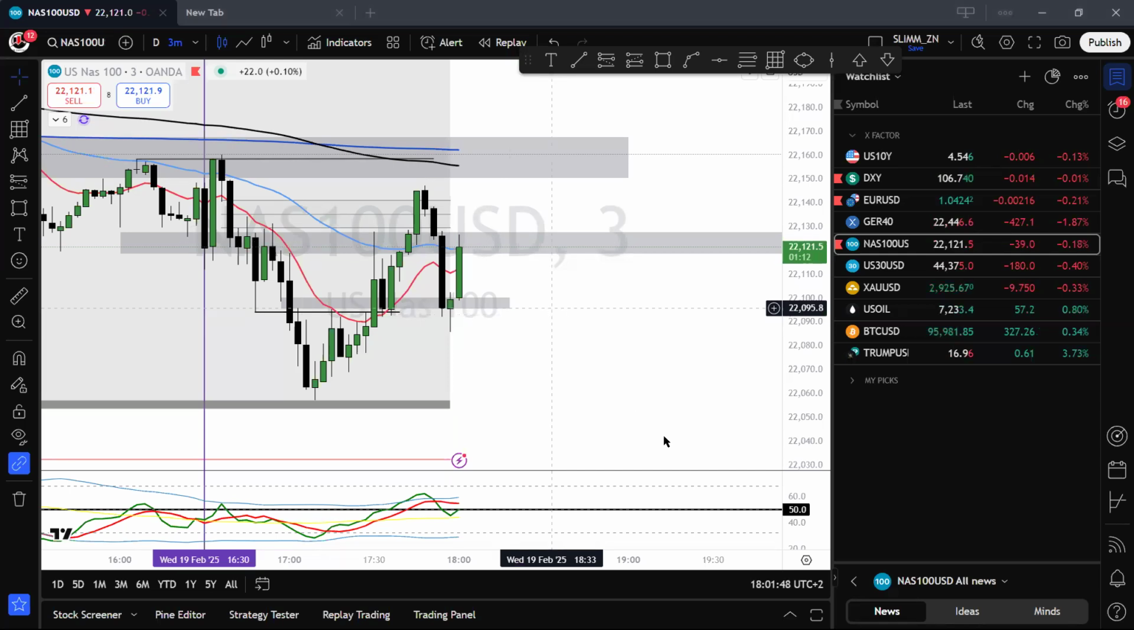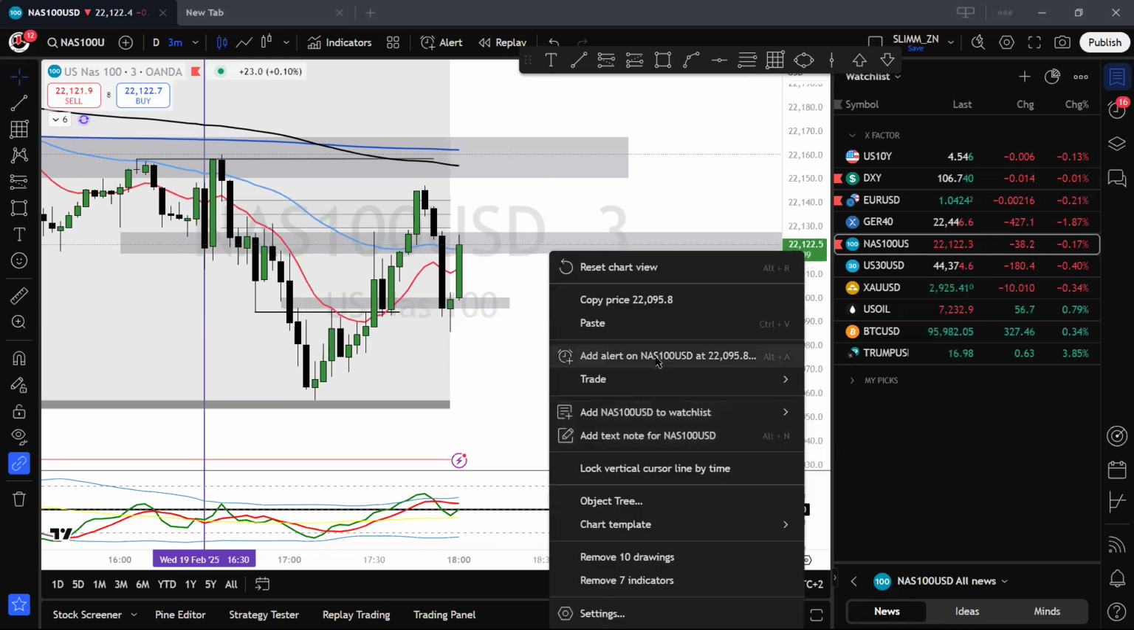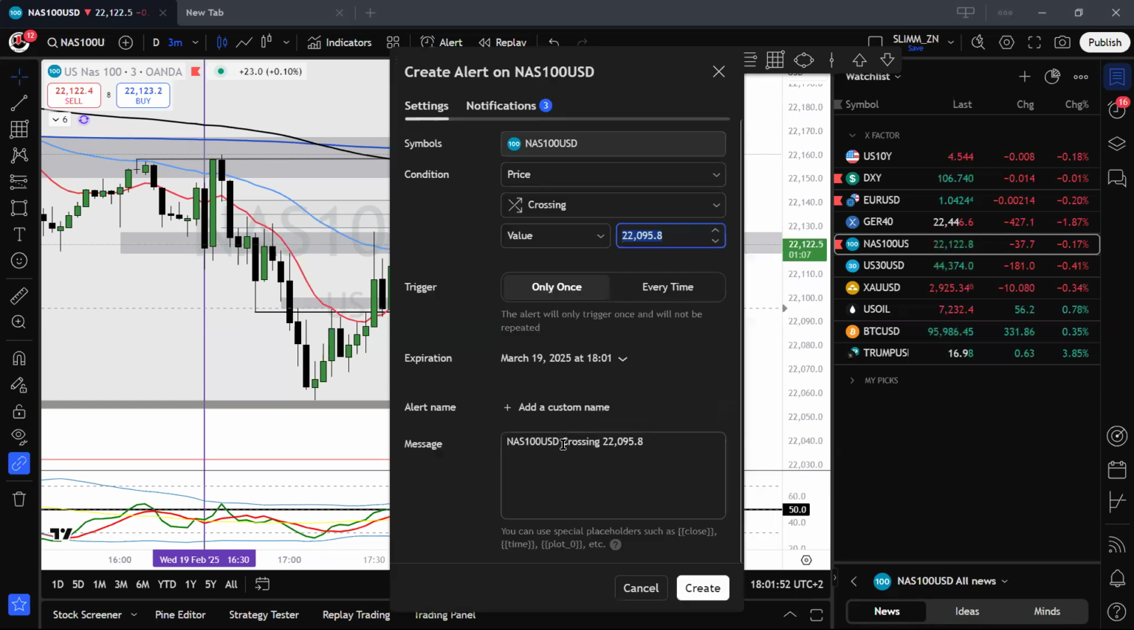So here, what I'll actually do is I'm going to put an alert just below this imbalance for a sell stop again, so that I don't miss the trade if it does go down. So my bias is selling, so I'm just focusing on the selling side. So on Nasdaq, I'm just going to say sell stop. And just as simple as that, I've planned my trade.